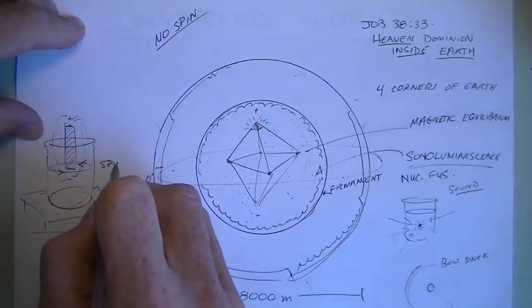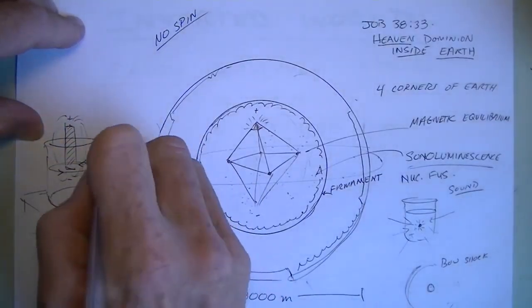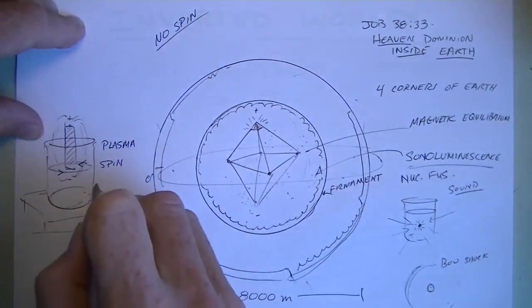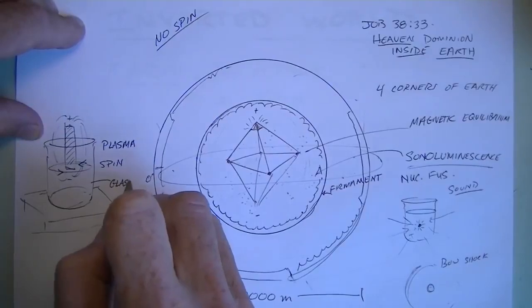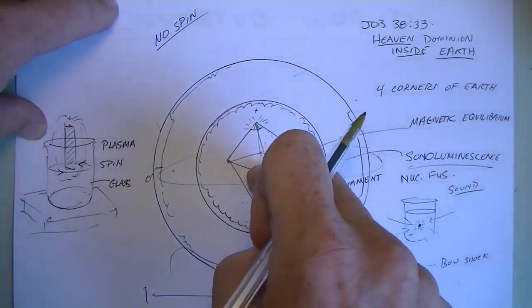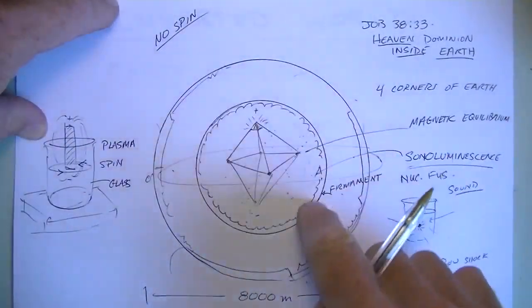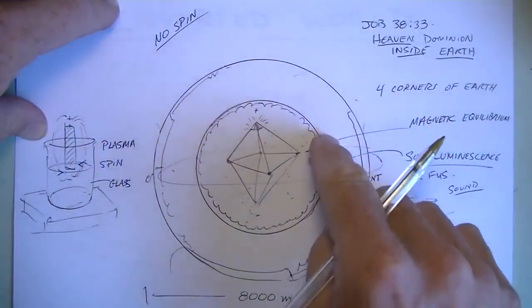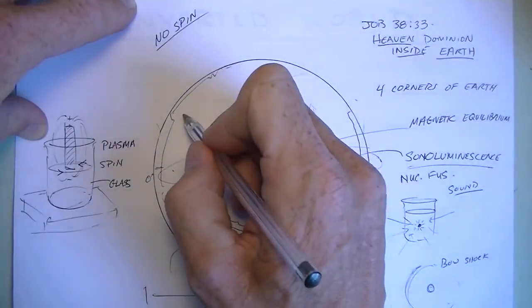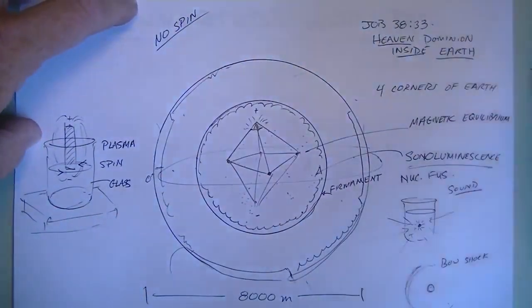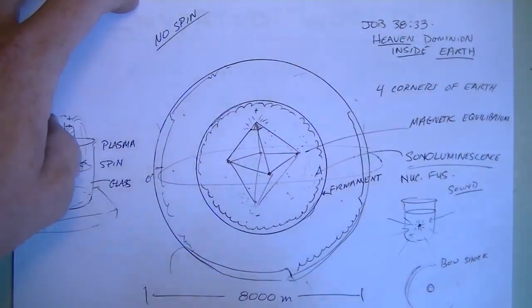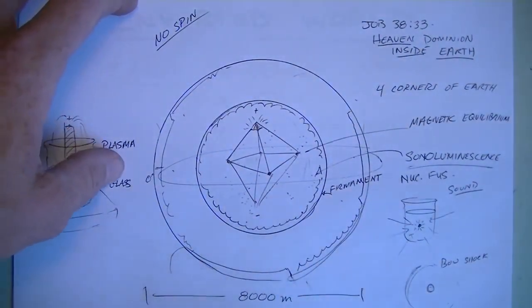Spin. Magnets create plasma spin inside glass. That's what's happening in the earth, okay? There's glass, firstly, in this celestial sphere, firmament, and there's glass here too, in the, let me get a bigger circle here, in the glass that was formed after the flood.